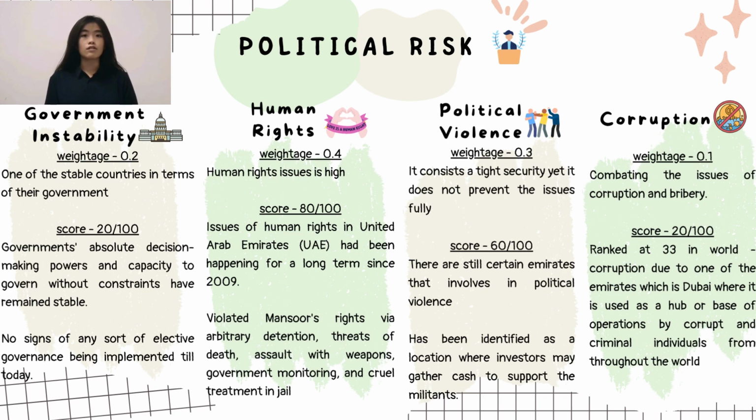Although it has decreased in the long term, there are still some corruption issues. According to research, there is one emirate, Dubai, which is used as a hub or base of operations by corrupt and criminal individuals from throughout the world. The total score in corruption is only 2, which indicates that the country is not very corrupt in terms of political risk.